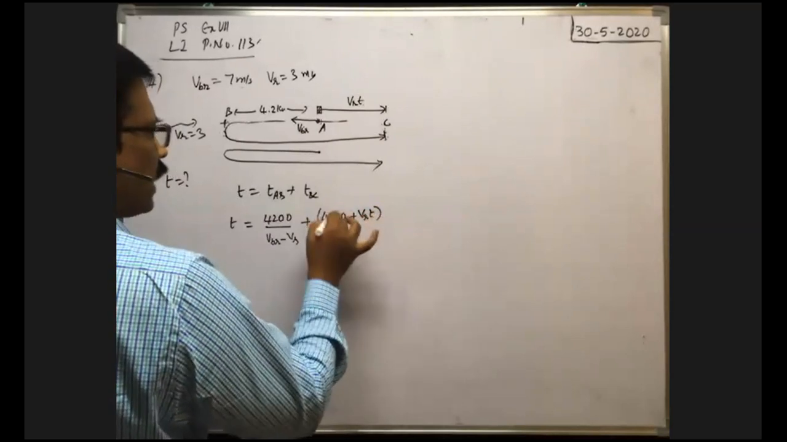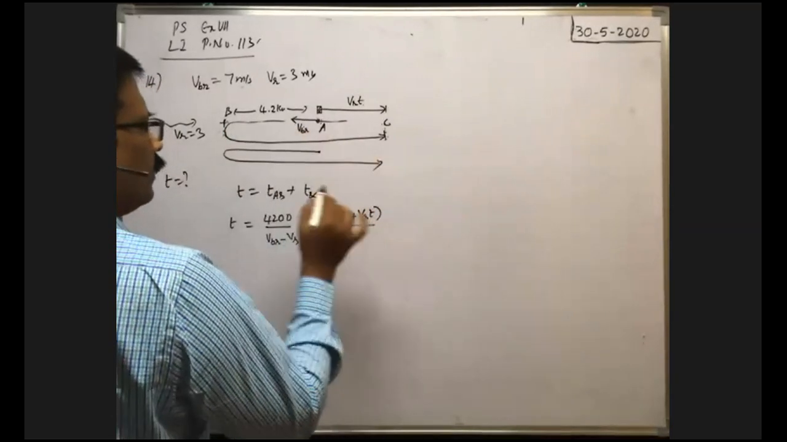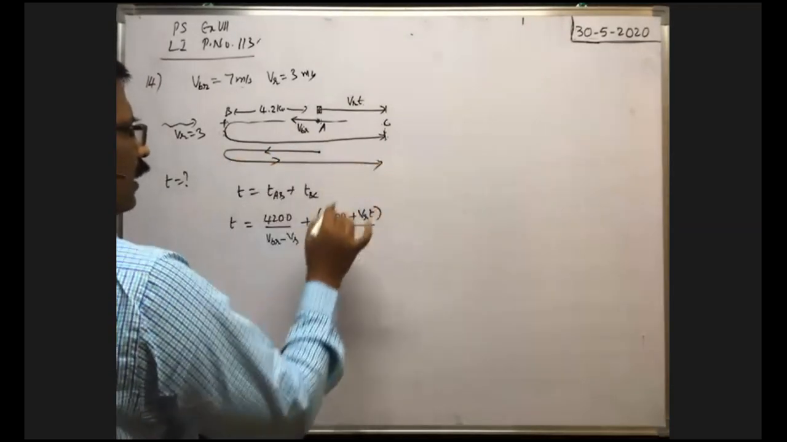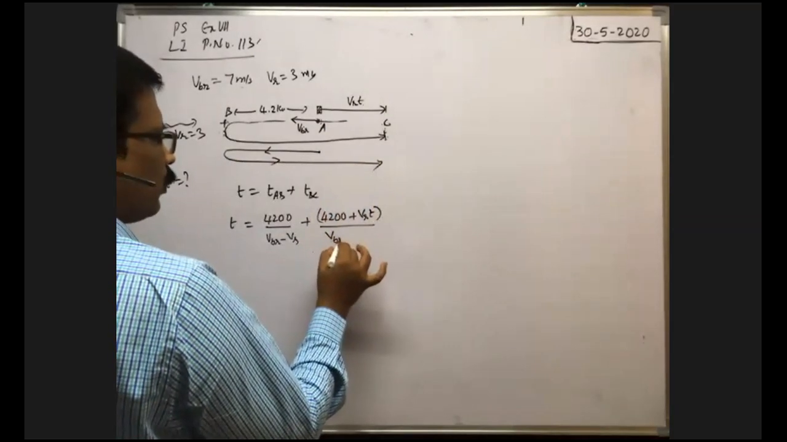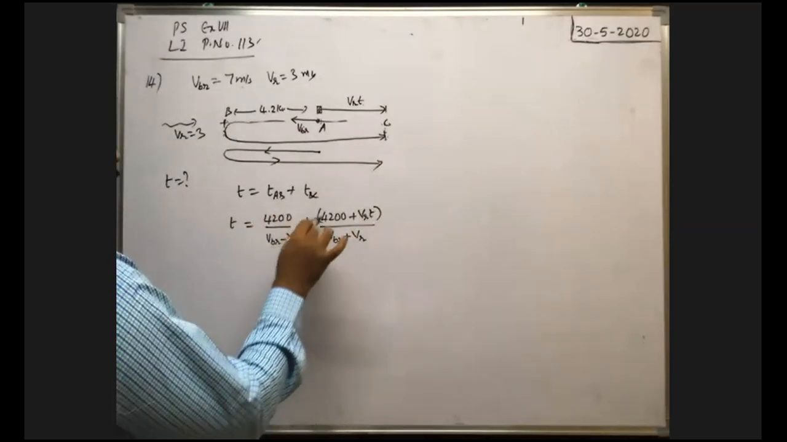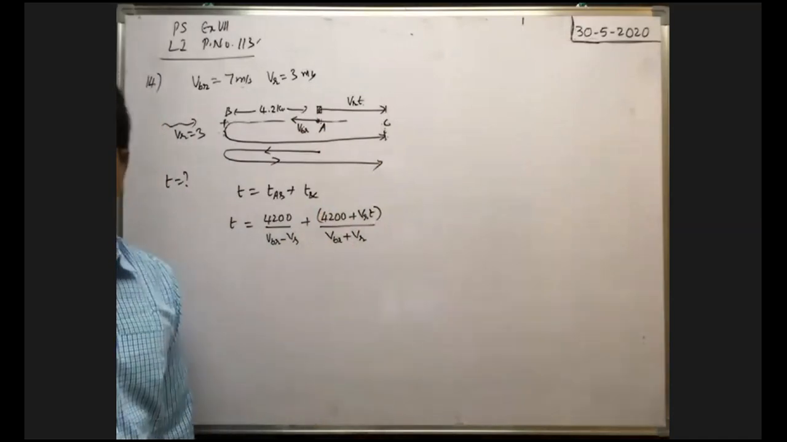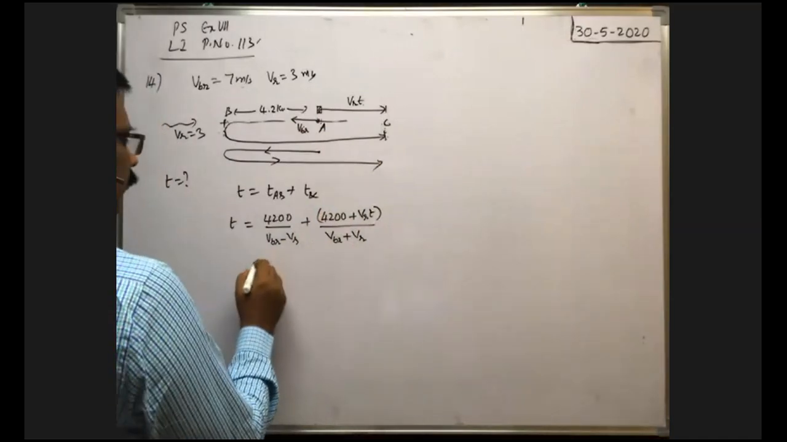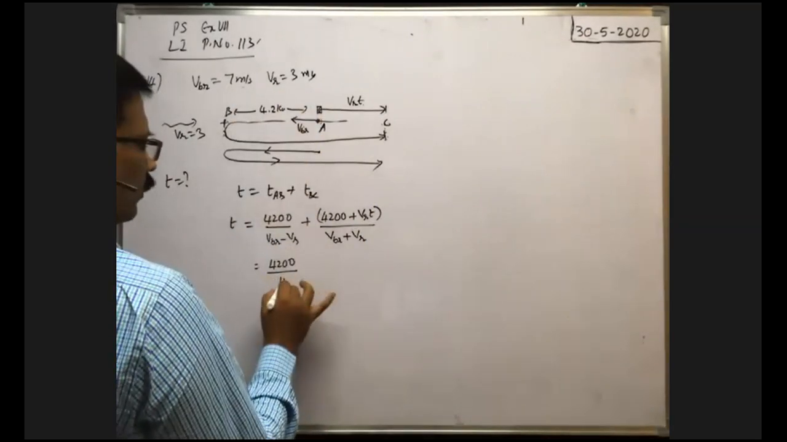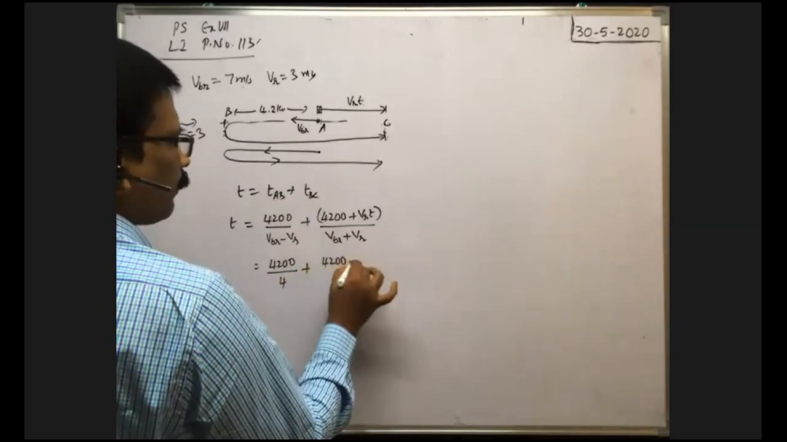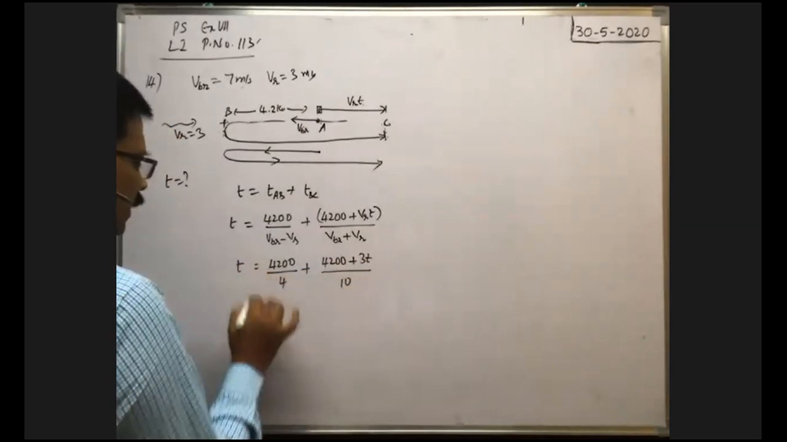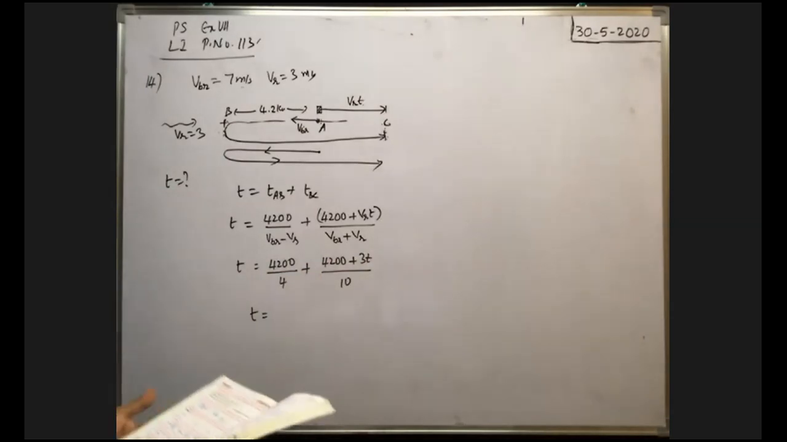It is the distance to be traveled by the boat from B to C, distance by speed in this direction. When the boat travels in this direction, it travels downstream. In downstream, the velocity of the boat is equal to the velocity of the boat with respect to river plus the velocity of the river. Already I said T is equal to D by VBR minus VR plus D by VBR plus VR. I said that formula. Okay, now here you substitute the data. 4200 by VBR minus VR, 7 minus 3 means 4, plus 4200 plus VR, 3 into T, by VBR plus VR, which means 10. So from this you calculate the T value. If we simplify, you will get the T value.